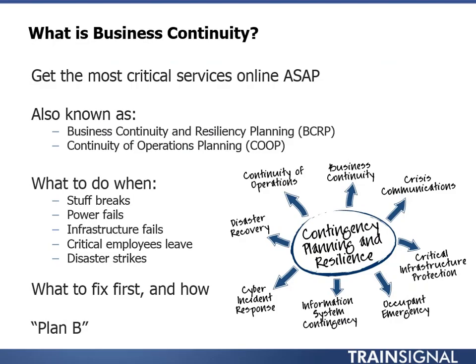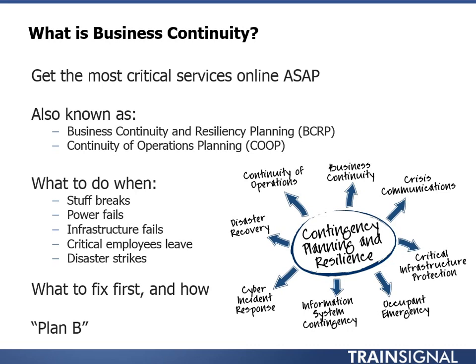All right, so what is business continuity? That's figuring out what your most important stuff is and getting it working as soon as possible when things go wrong. Some people call it business continuity and resiliency planning, BCRP. Some people call it continuity of operations planning, COOP. I'll say business continuity is a superset of disaster recovery. In other words, disaster recovery is part of business continuity, and I cover disaster recovery in a later lesson.